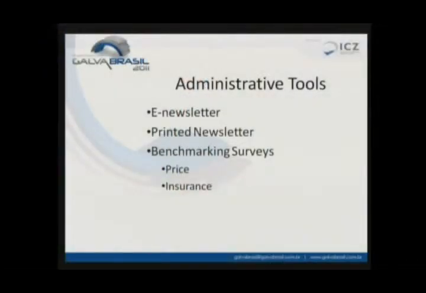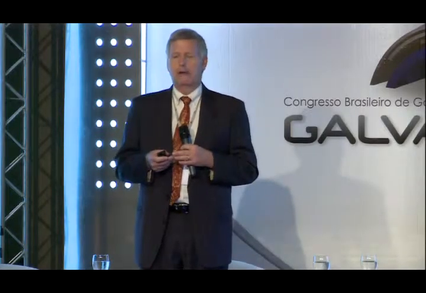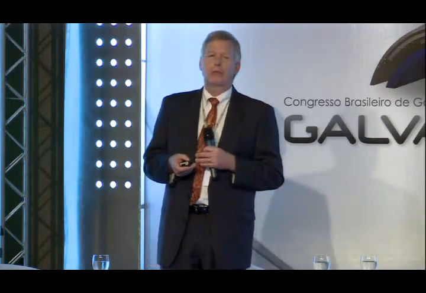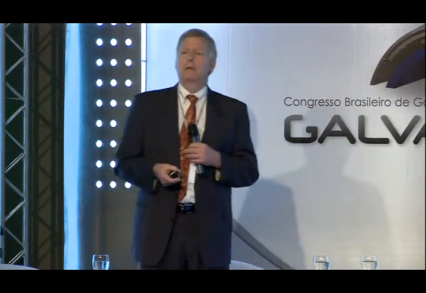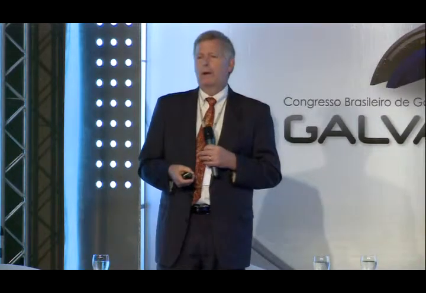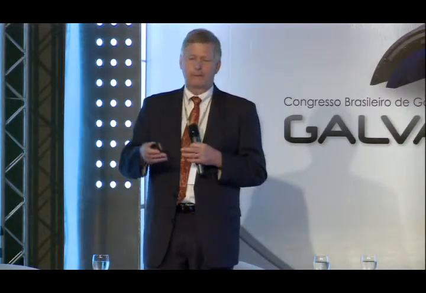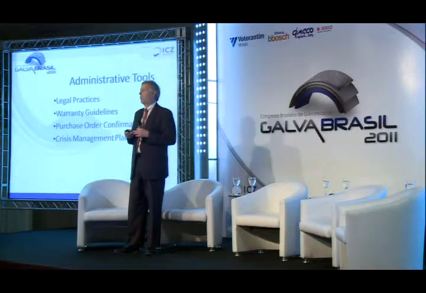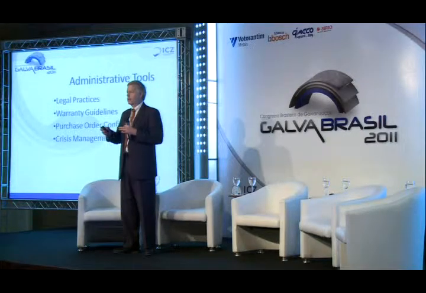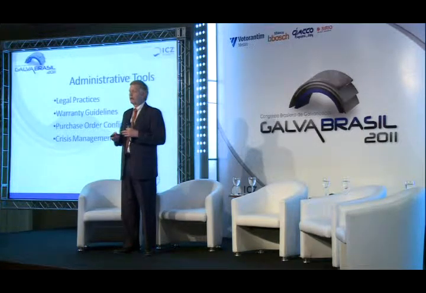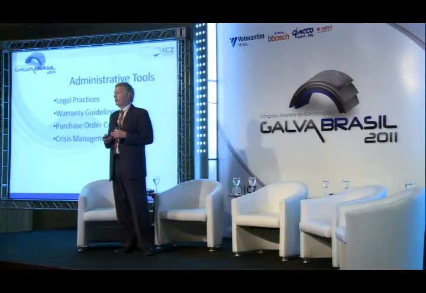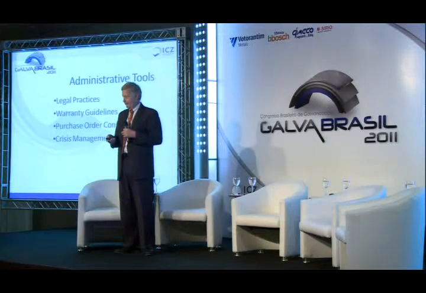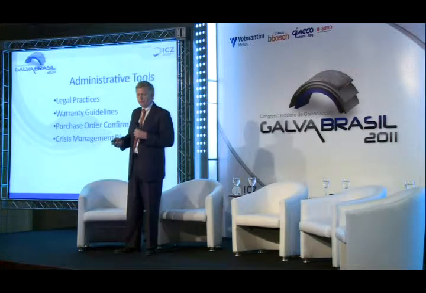Of course, insurance is a major cost, so know what kind of insurance and levels of coverage and the kinds of pricing of insurance that are used come out of these administration tools. The legal practices, for example, what kind of warranties for the quality of the product, the life of the product. There are warranty guidelines that assist the galvanizer in working with his customer. Things like purchasing procedures, and if there's a crisis, how to have a crisis management plan.